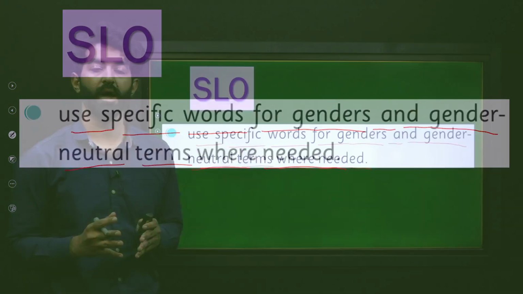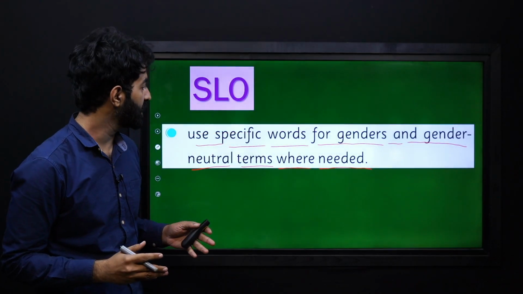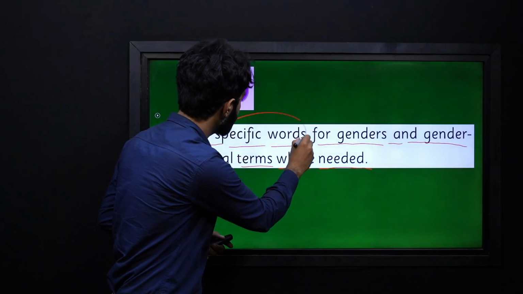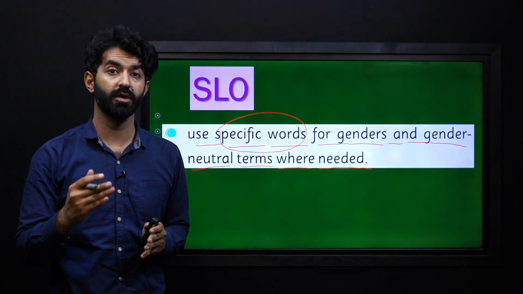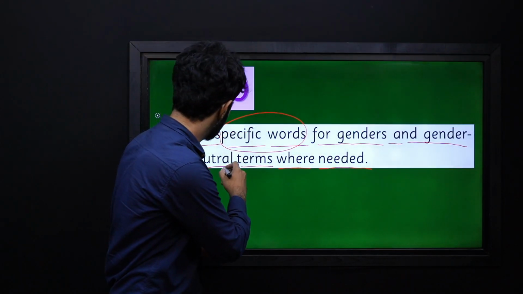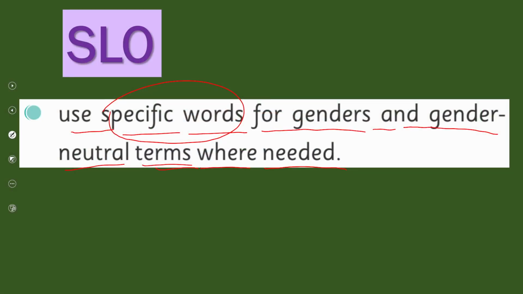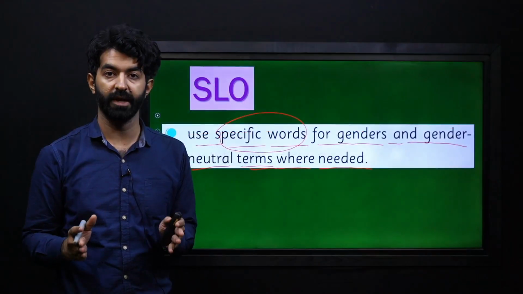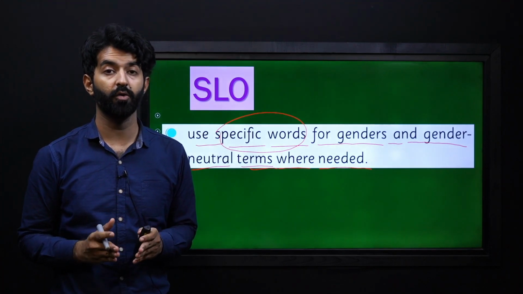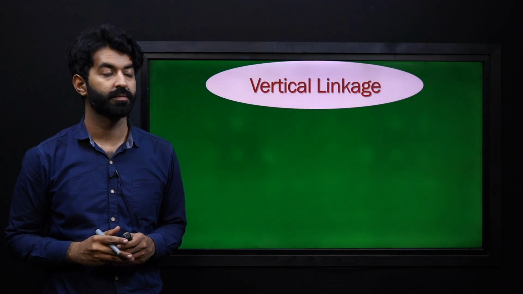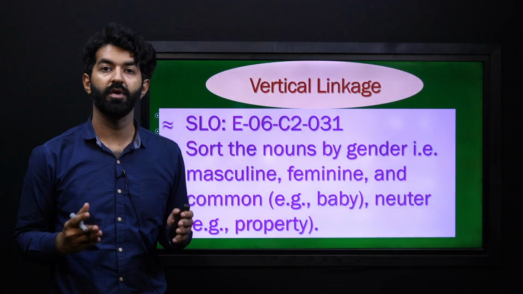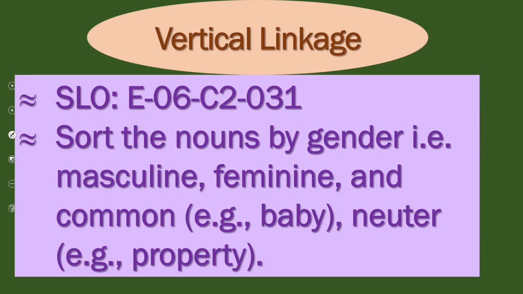So now let's break it down. We will be seeing the specific words that we use for genders and also for gender neutral things or terms where needed accordingly in their right places. So this is our learning outcome. Let's cater it further in the video lesson. So here we have a link with the previous SLO of the previous grade.